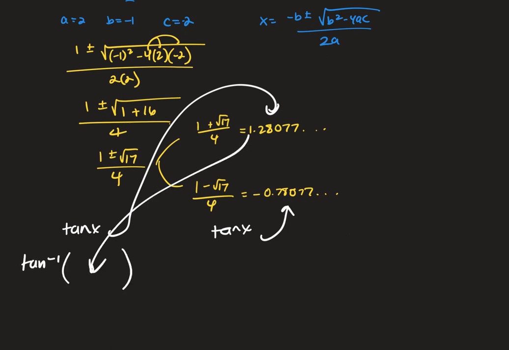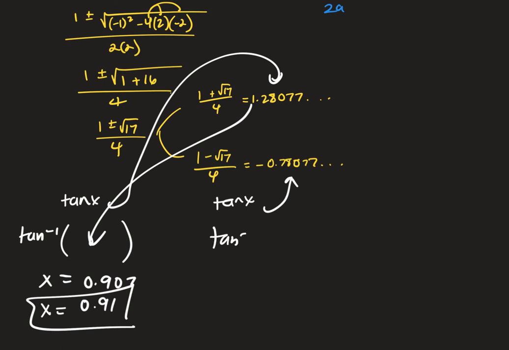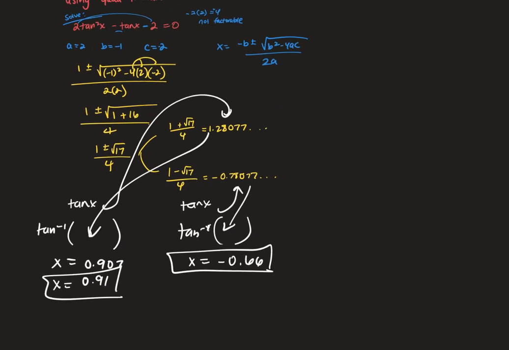So I'm going to tan inverse 1.28, and I'd get x equals 0.907, so 0.91. And then tan inverse of -0.78, and I get x equals -0.66. So that would have two answers. They are both in decimal format. You would keep your calculator in radians that whole time. But you will have one in which you're not going to be able to factor, and you're going to have to use quadratic.